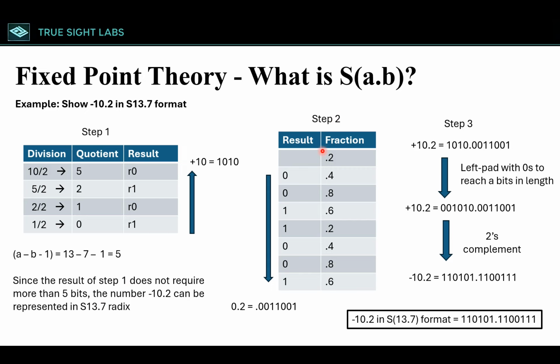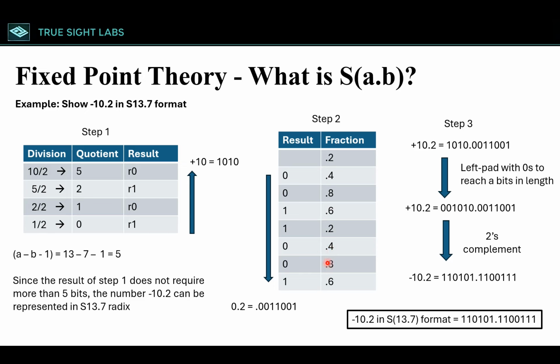Then in step 2, we write the fraction from the original expression here, which is 0.2. Then we multiply by 2 continuously until we get either 0 in our fraction or B number of times. So 0.2 times 2 is 0.4. 0.4 times 2 is 0.8. 0.8 times 2 is 1.6. 0.6 times 2 is 1.2. 0.2 times 2 is 0.4.